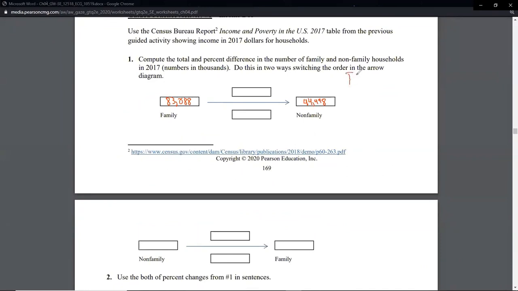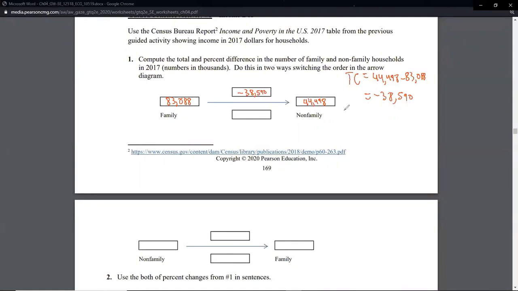So the total change is the difference of these. That's the 44,498 minus the 83,088. And when you do that subtraction, you should get negative 38,590, right? Yes. So that's a negative total change. That means if we say the family is our starting value and the non-family is the ending value, that says we're seeing a decrease of 38,000 thousands, or 38 million really.